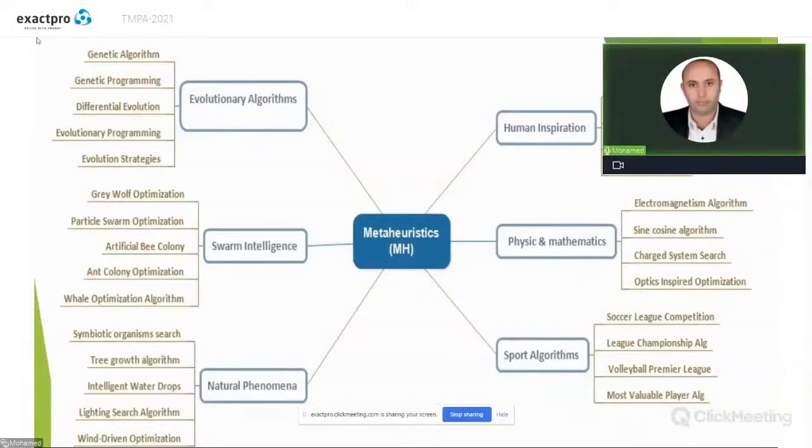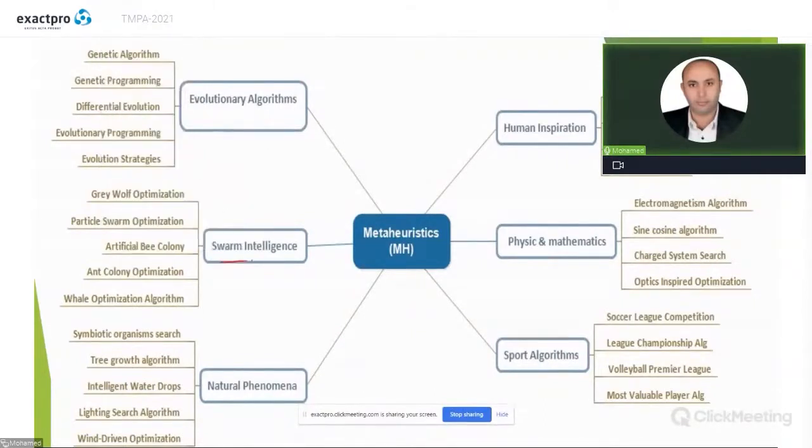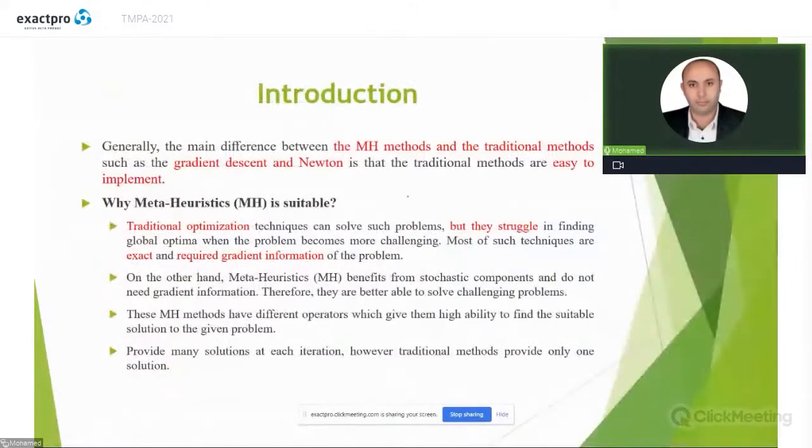For example, genetic algorithm, genetic programming, and differential evolution all belong to evolutionary algorithms. Another family is swarm techniques. Swarm intelligence has many other algorithms such as grey wolf, particle swarm, artificial bee colony, and others. The main difference between these algorithms is how they take inspiration from nature, from physics, or from sport.